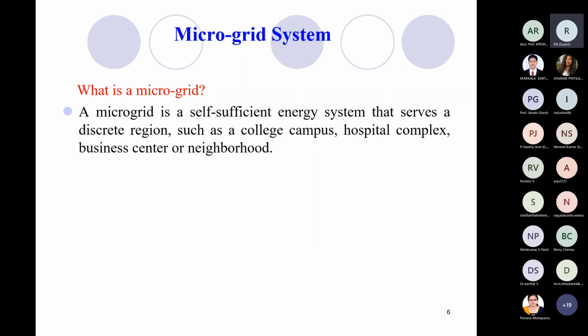Okay, self-sufficient means we can either connect it to the grid or we can run the system independently without connecting it to the grid. That is why it is called self-sufficient. That means whatever renewable sources we use, that will be sufficient for the supply of the consumers connected to the system. Okay, so that is microgrid.